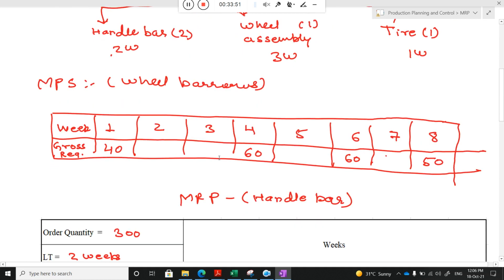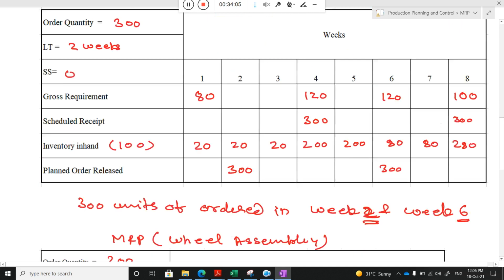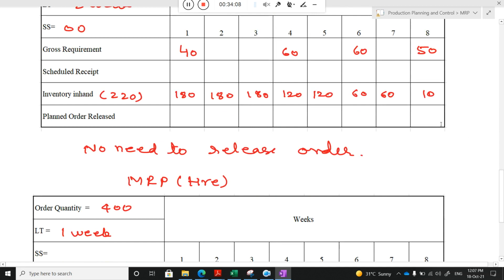Now I check the master production schedule: week 1 requirement 40, week 4 requirement 60, week 6 requirement 60, week 8 requirement 50 of final product. I will put all this in my table, because the final product requirement is equal to the tire requirement. Why? Because for making 1 wheelbarrow you need 1 tire.